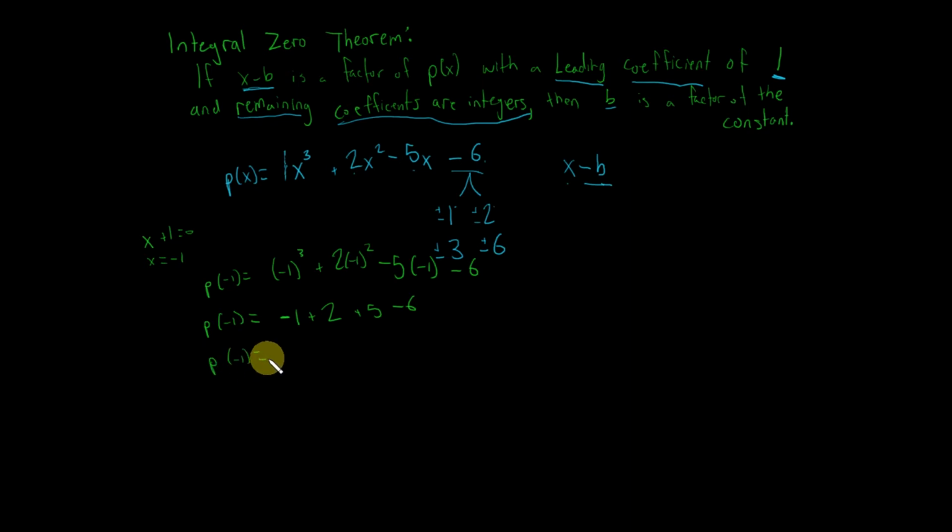So p of negative 1 equals negative 1 plus 2 is 1. 1 plus 5 is 6. 6 minus 6 is 0. So it does equal 0. p of b equals 0, so x plus 1 is a factor.